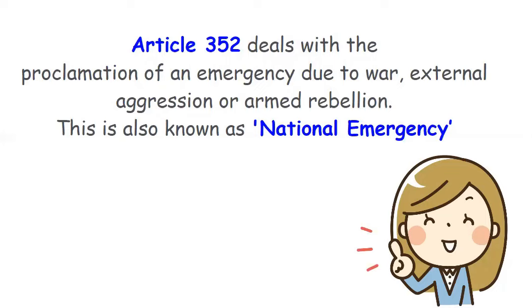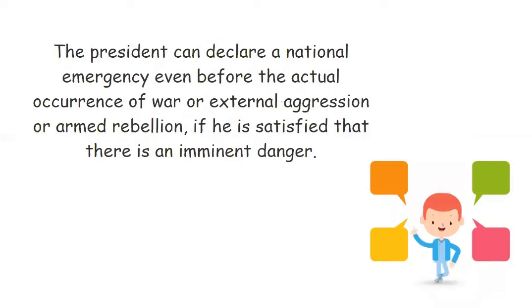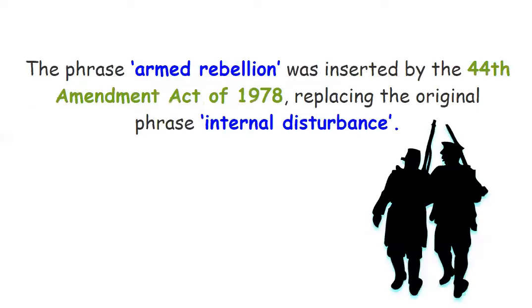So Article 352 deals with the proclamation of an emergency due to war, external aggression, or armed rebellion. But sometimes a president can declare a national emergency even before the actual occurrence of war or external aggression or armed rebellion. If he has enough reasons to believe that there is a threat to any part of the country or to the country, he or she can declare the national emergency.